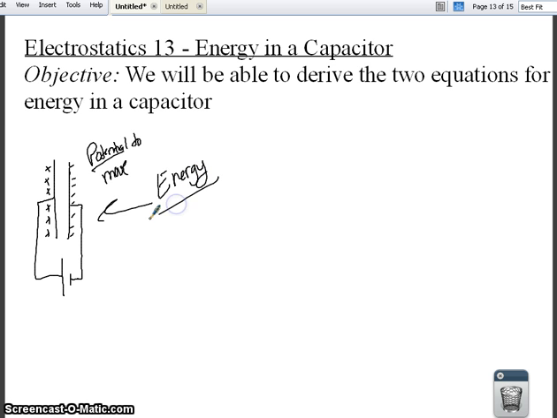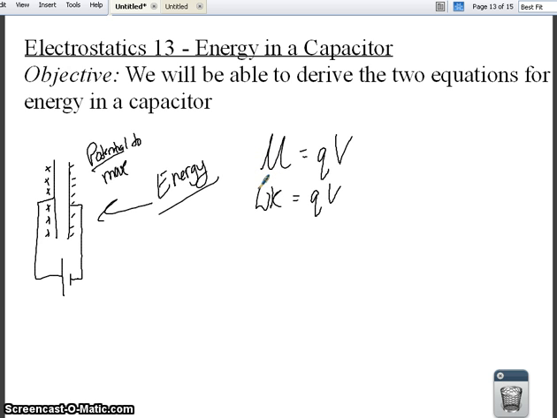And since everything in physics comes back to energy in almost every single topic, how much energy does it have? We're going to do that here as well. So let's go back to one of our original equations in this chapter. Energy is the product of charge times the voltage, or work is the product of charge times the voltage. Remember, energy and work are the same thing.